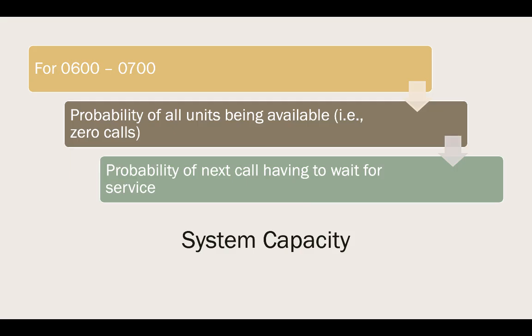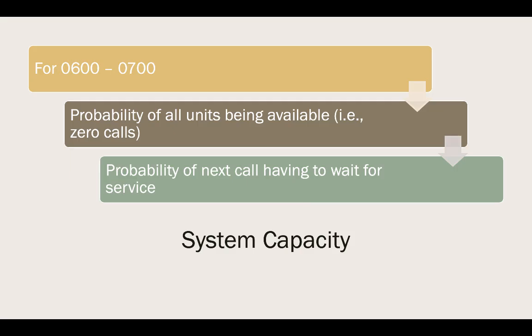So we'll still look at that same time period, 6 a.m. to 7 a.m. Then we'll do a couple things. The first one, we will calculate the probability of all of our units in the system being available. We can think of this as receiving 0 calls. It's a little bit different. We'll point out how and why here in a minute. But what's the probability of all of our units all being available during that hour?